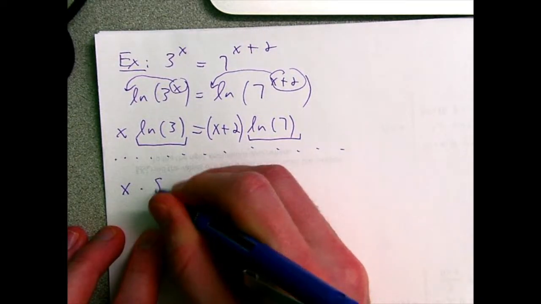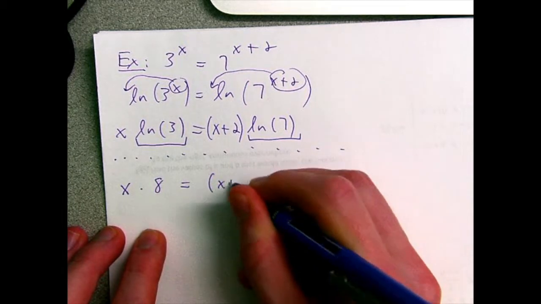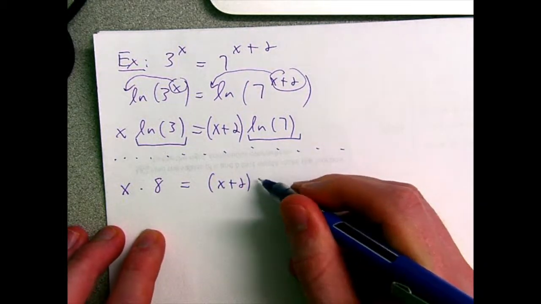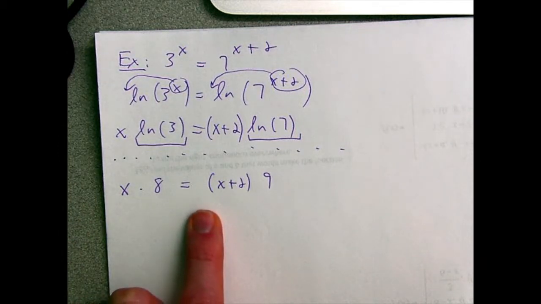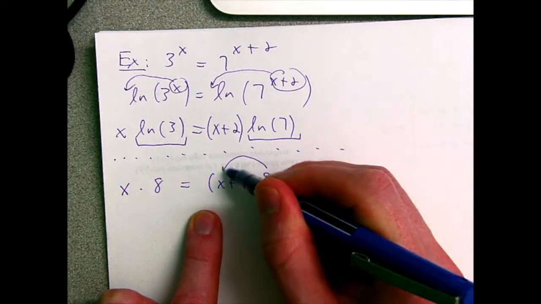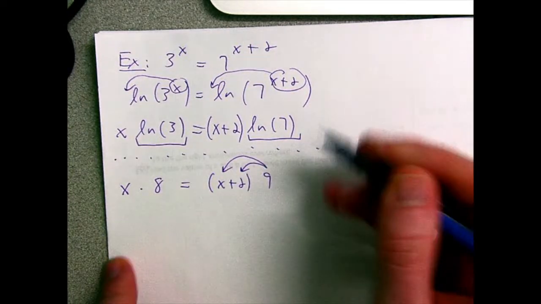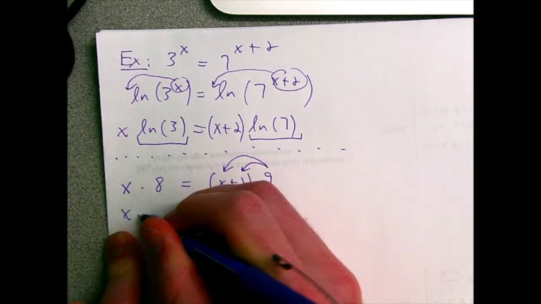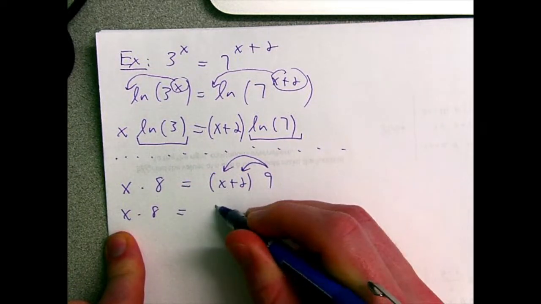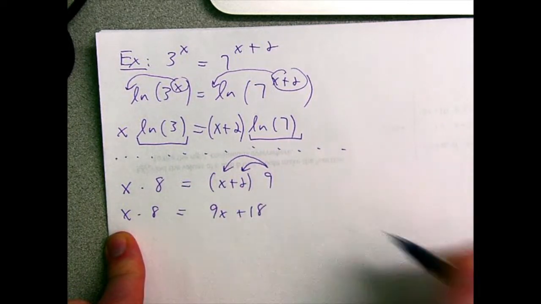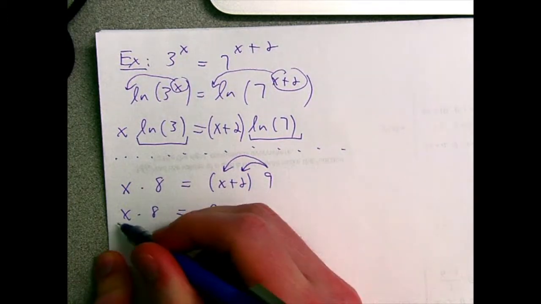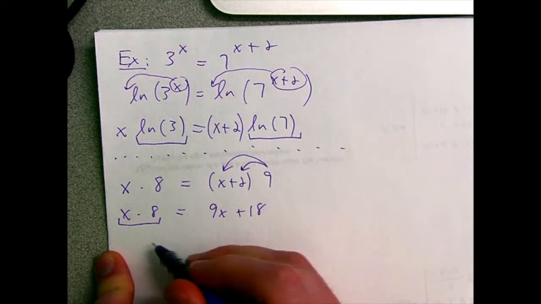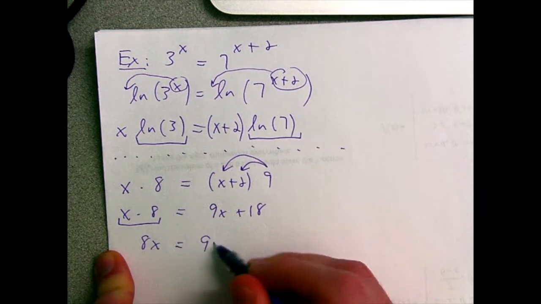Here's the different equation. x times, let's say, 8 is equal to x plus 2 times, let's say, 9. Do you think that you can solve this equation? Yeah, you definitely can. What you should do is distribute the 9 to these two things here. So x times 8 is equal to 9x plus 18. And this thing right here is really an 8x. Maybe I should rewrite that. That's 8x equals 9x plus 18.